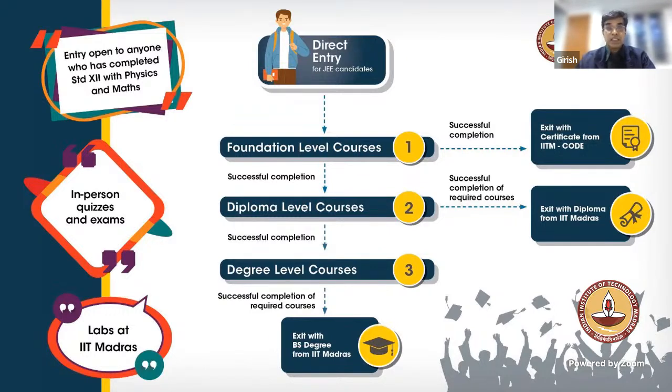Then the last level is the BS degree level. This is where you will learn advanced subjects. You will have various courses related to advanced electronics, and you have around 12 courses plus an optional apprenticeship. Once you complete that, you will get the BS degree in electronic systems.